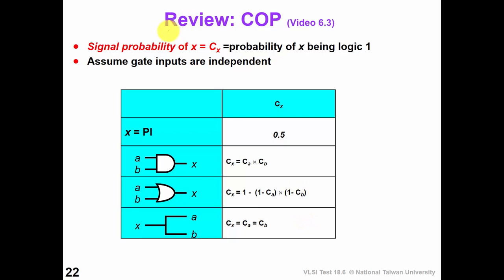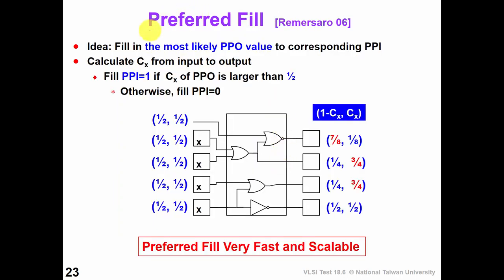Before we understand preferred fill, we review the concept of COP. The signal probability of X, denoted as CX, means the probability of X being logic 1. When we calculate COP, we assume that gate inputs are independent. So CX of the N output is simply the product of CA and CB. The idea of preferred fill is to fill in the most likely PPO value to its corresponding PPI. So we can calculate CX from input to output.